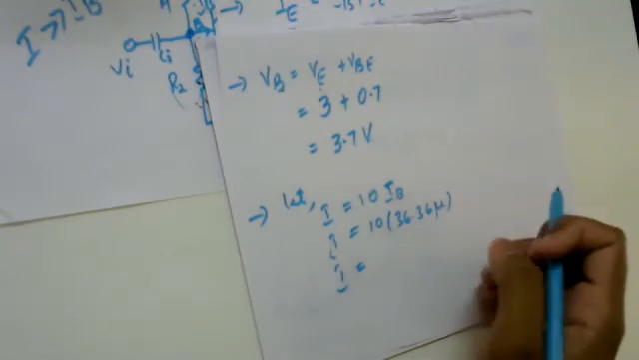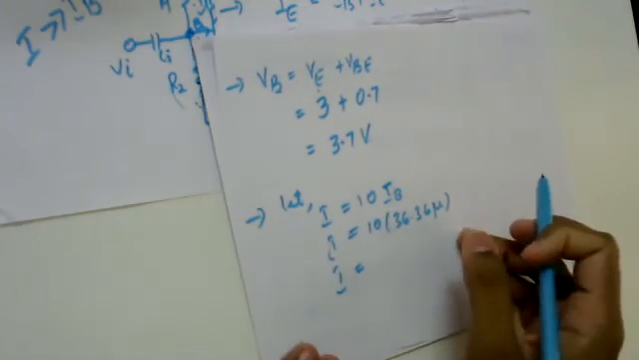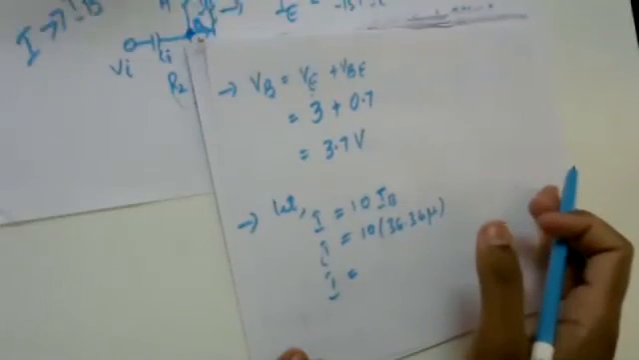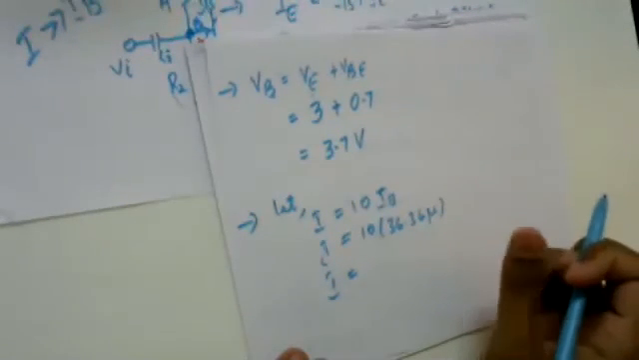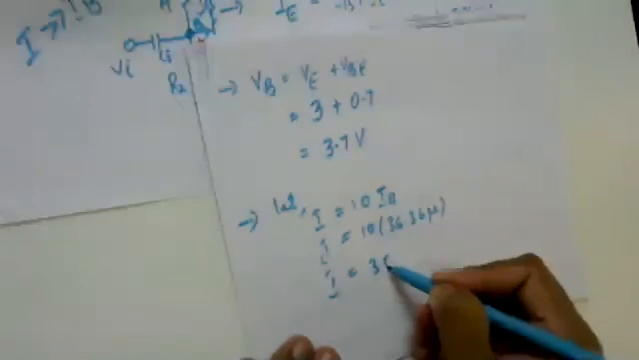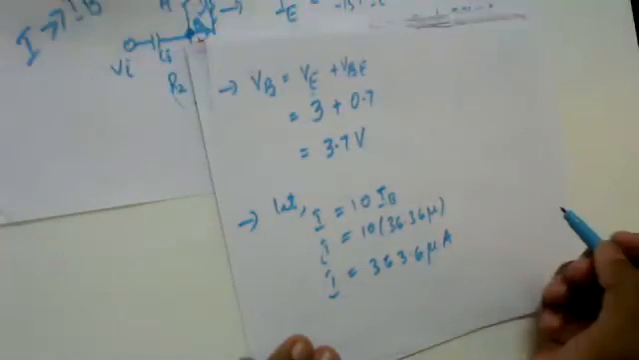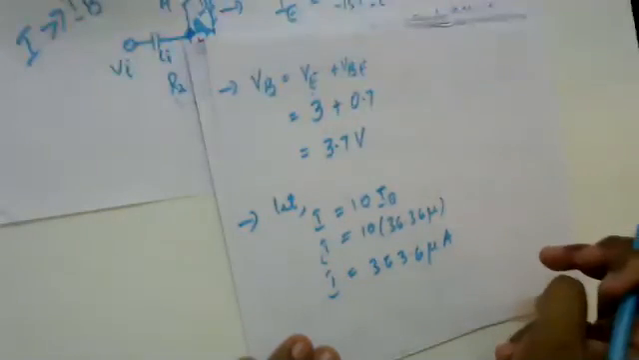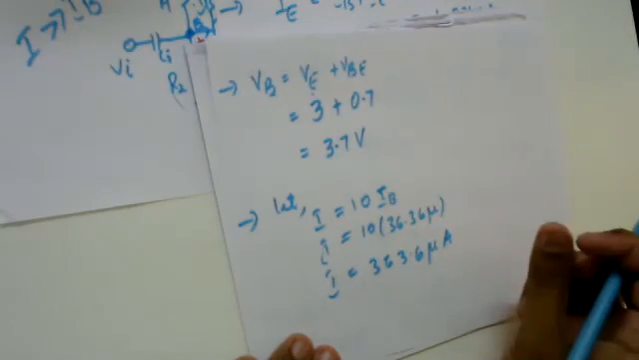So what's the value of I? Yes, what's the value of I? The value of I is found to be 363.6 microamps. 363.6 microamps. Right? Am I right?